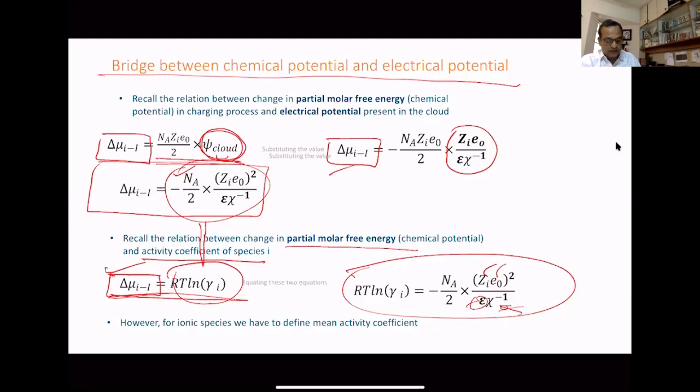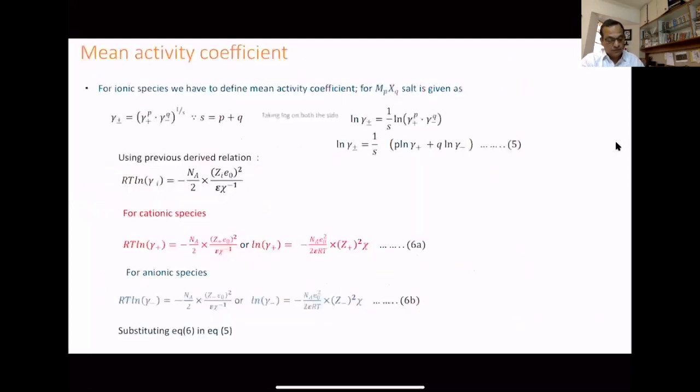So now I have chi minus. This is the relation between RT ln gamma_i and the chi_i. So now I got a bridge between these two. This is a chemical concept and this is a physical concept. We bridge between these two things now.